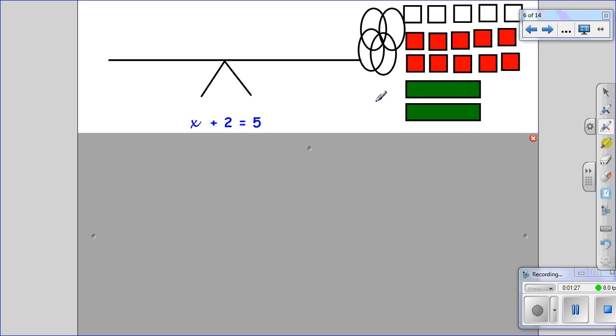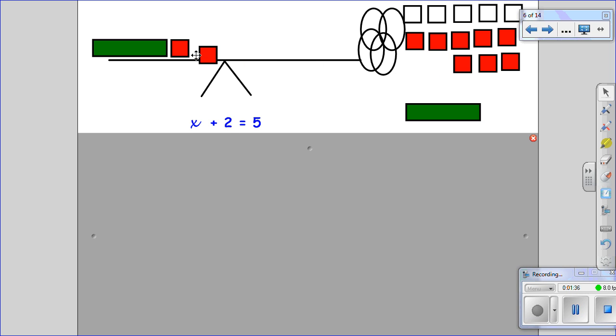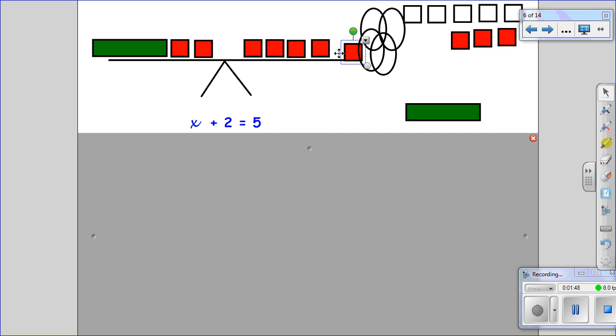If we look at x plus 2 equals 5, we need an x tile, and we need 2 1s, and we need 5 1s on the right side of the scale. So what's on the left side of the equal sign goes on the left side of the scale. What's on the right side of the equal sign goes on the right side of the scale. Now, the idea is we want to get the x by itself. So how do we get rid of these two positive ones?